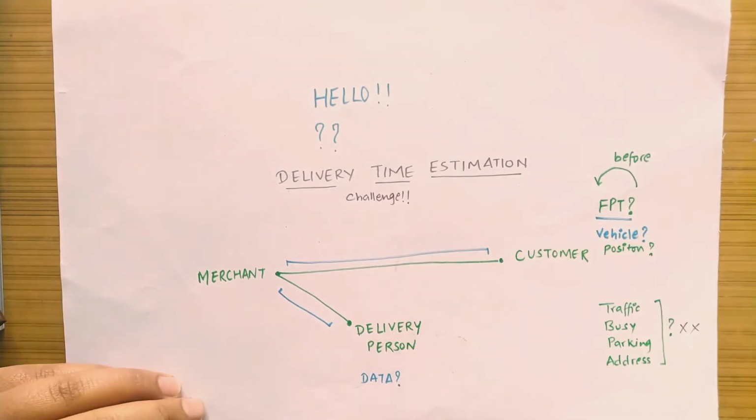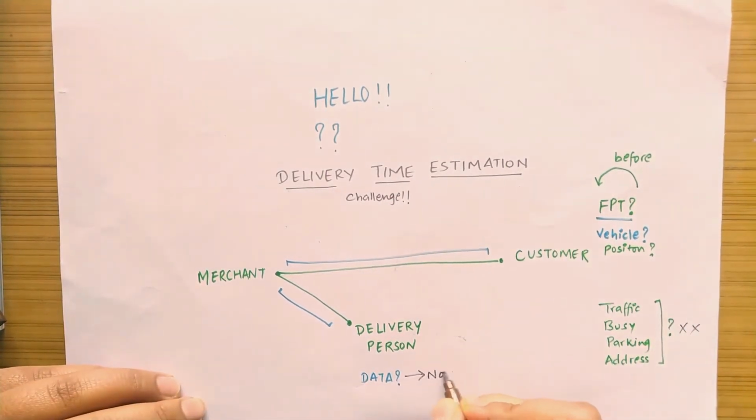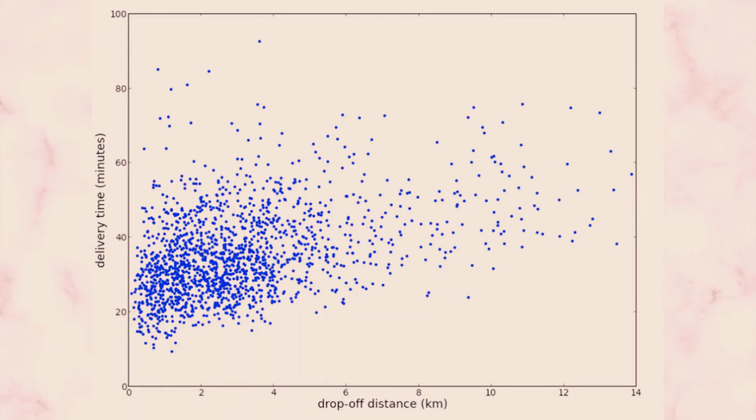For the initial stage, they found out that the data they have is extremely noisy. What does that mean? Observe this delivery time versus distance graph. We can clearly observe that there is no consistency or any kind of flow. You basically cannot draw any conclusion from this.